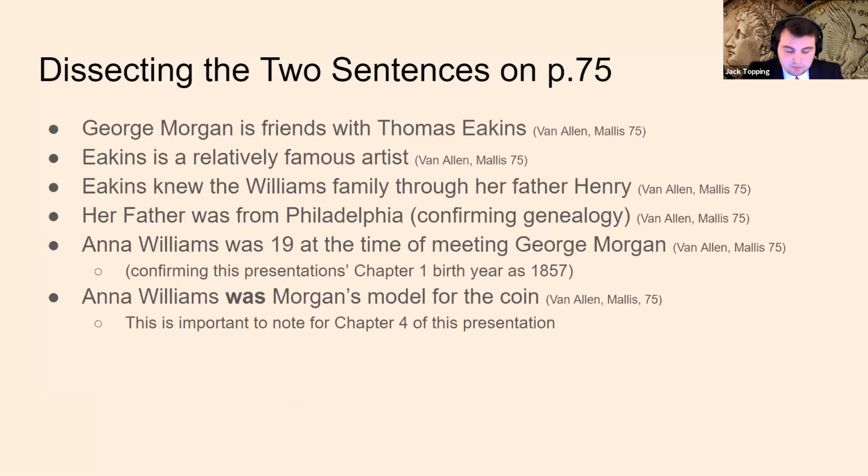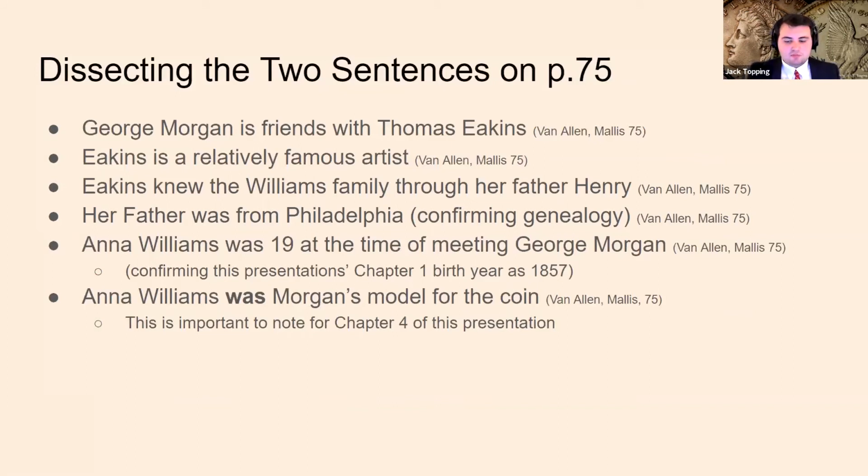In those two sentences, we learned that George Morgan is friends with Thomas Eakins, that Eakins is a relatively famous artist, which is important for chapter 4 of this presentation. We know from these two sentences that Anna Williams knew Eakins through her father, and that her father was from Philadelphia, as we confirmed in the genealogy. We also learned that Anna Williams was 19 at the time of meeting George Morgan, which is also important, like I said, for her birth year of 1857.